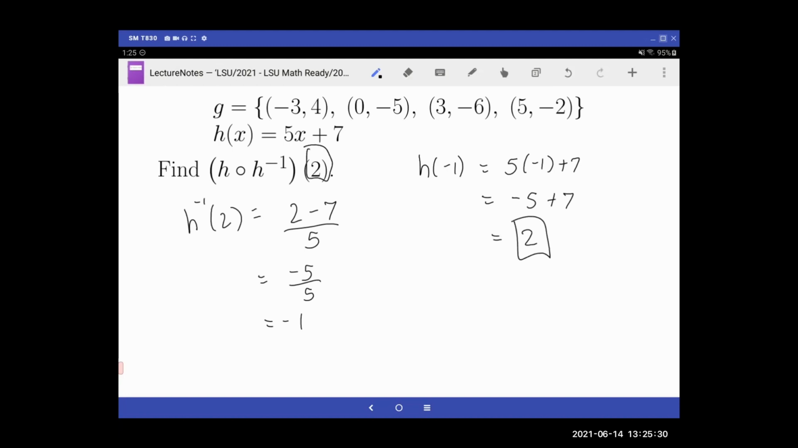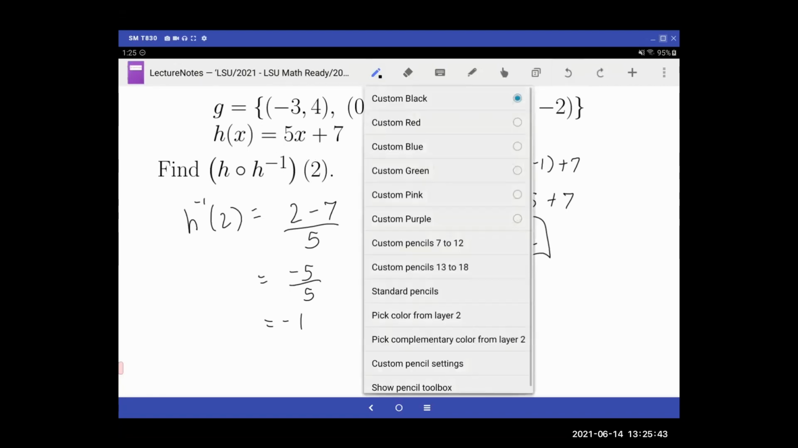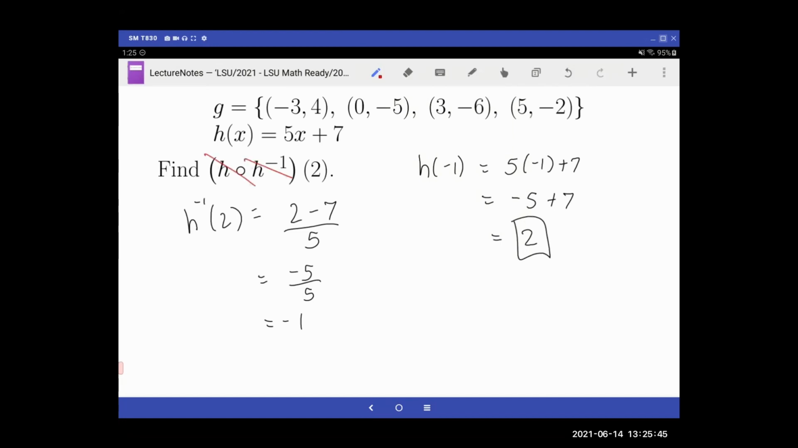Think about this. I did way too much work on this problem. The reason being, this input right here had to pass through an inverse and its function. The entire purpose of an inverse function, essentially, is to cancel out the other function. So a function composed with its inverse cancels each other out to leave you with the original input. That's what's happening here.